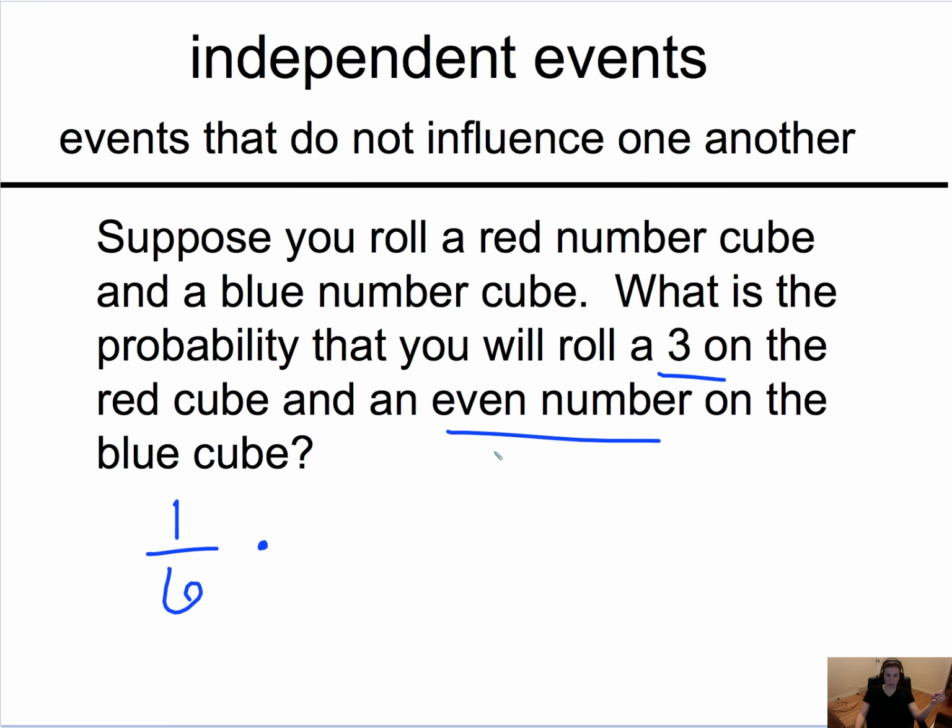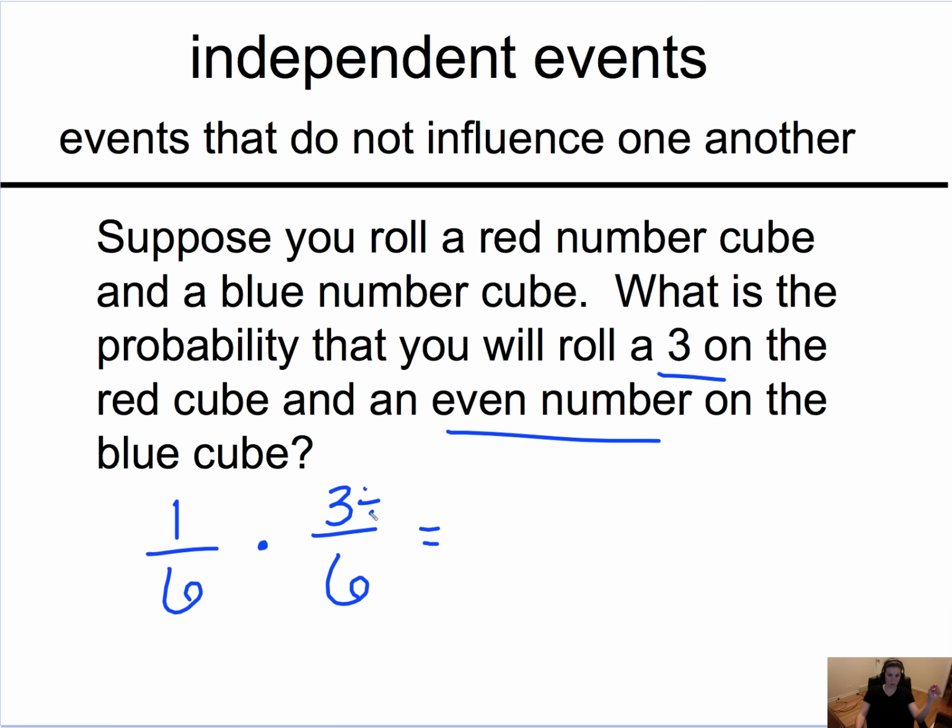Well, even numbers on number cubes would be 2, 4, and 6. So there's 3 of them, out of how many total sides? 6. Now remember, you can simplify this and then multiply. You can multiply and then simplify. I prefer to simplify first.